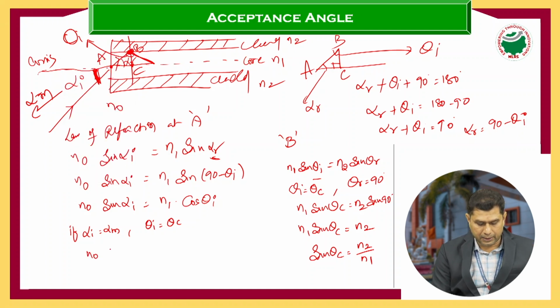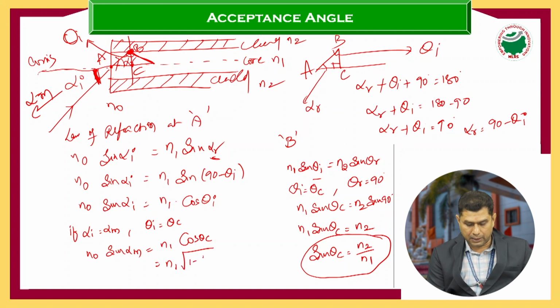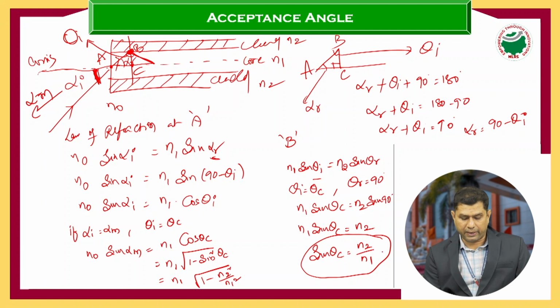Now our equation becomes N0 sin alpha M equals N1 cos theta C. We know the sin theta C value. What is the relation between sin theta and cos theta? Sin square theta plus cos square theta is 1. That's why here you can write it as the square root of 1 minus sin square theta C. N1 under root of 1 minus N2 square by N1 square, because sin theta C is N2 by N1, and sin square theta means square it.